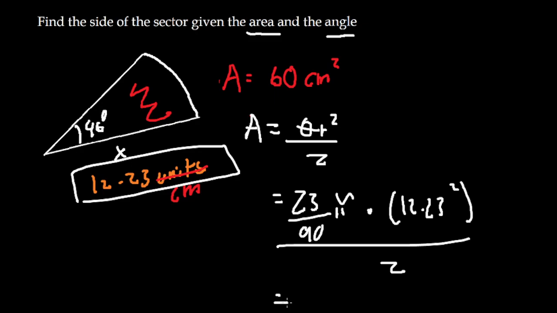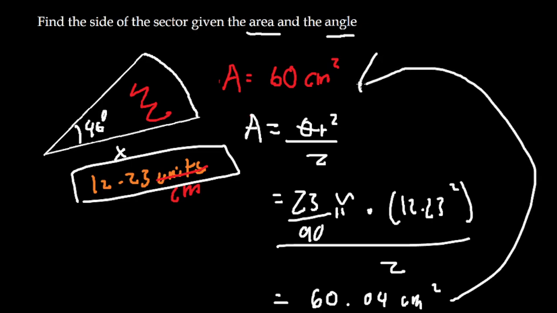23 over 90 pi times 12.23 squared divided by 2 is around 60.04 centimeters squared, which is tama naman. So that's one way of figuring out the side if the area and the angle is given.